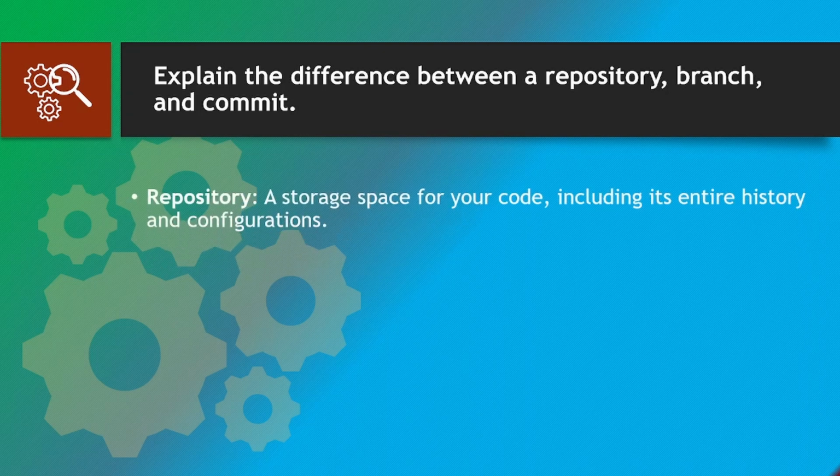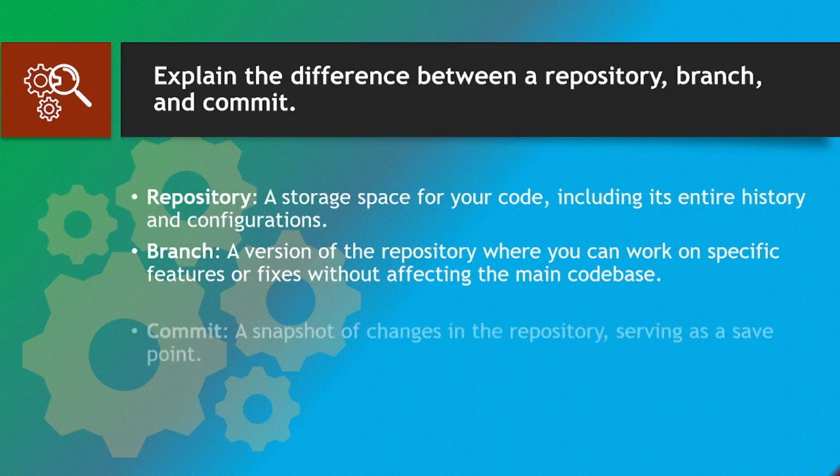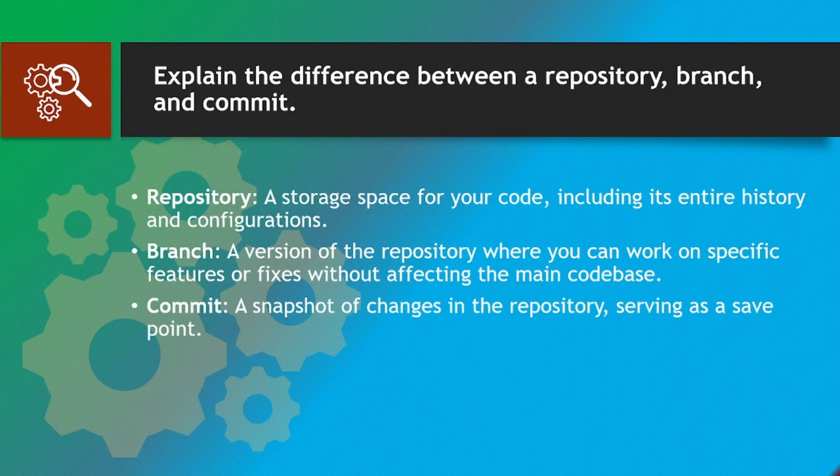Repository: a storage space for your code, including its entire history and configuration. Branch: a version of the repository where you can work on specific features or fixes without affecting the main code base. Commit: a snapshot of changes in the repository serving as a save point. Moving to the next one.